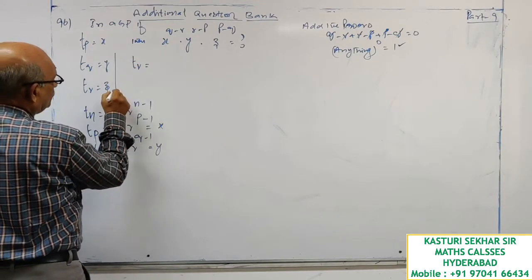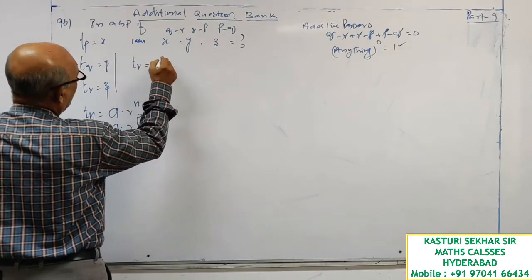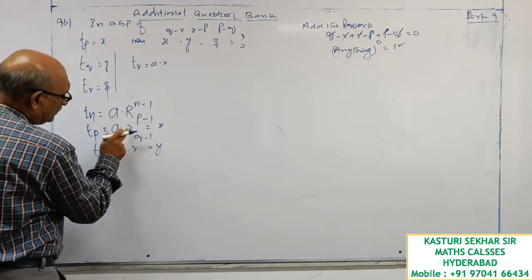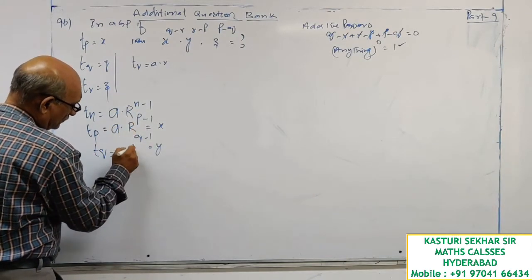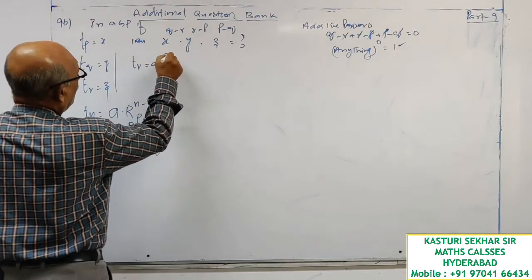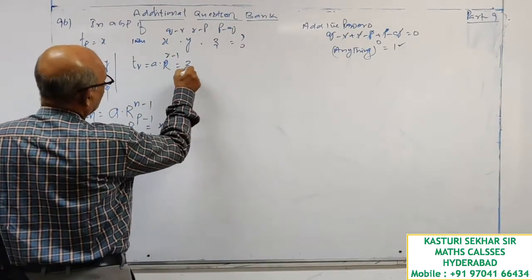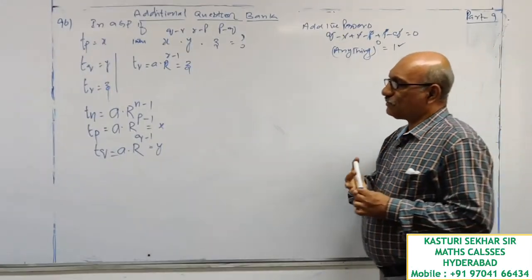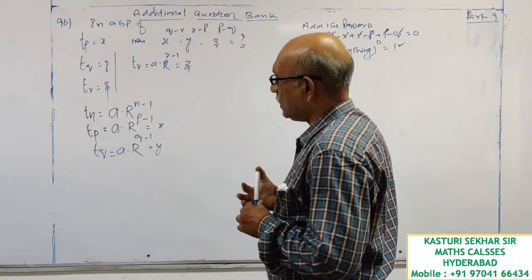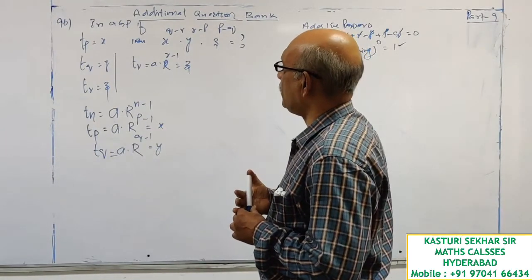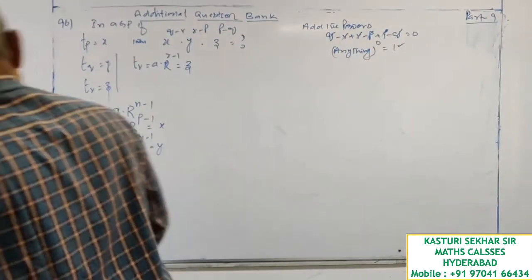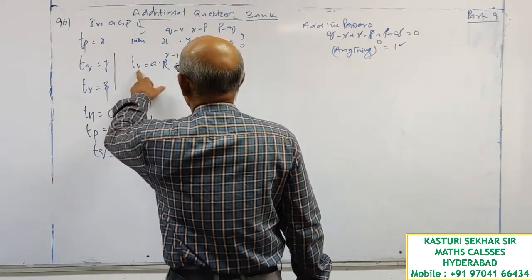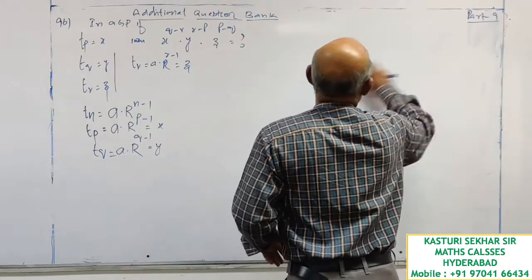Tq is equal to a into r to the power q minus 1, this is y. Tr is equal to a into r to the power r minus 1. I'll take capital R as the common ratio. This is equal to z. In the general term of the sequence, n is replaced with p, n is replaced with q, and n is replaced with r. Pth term value is given as x, qth term value is given as y, rth term value is given as z.